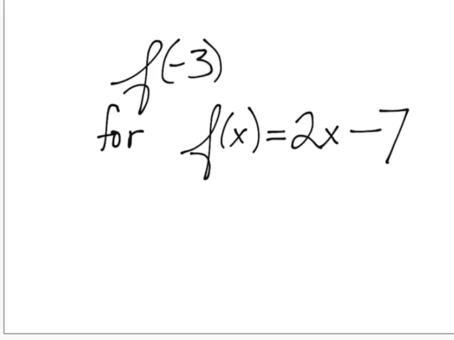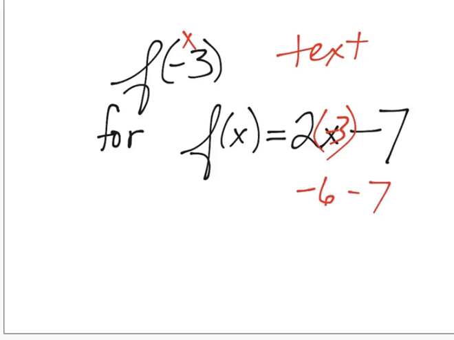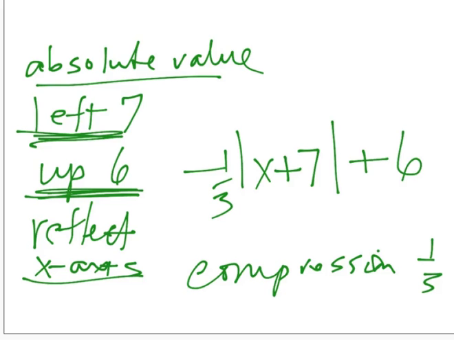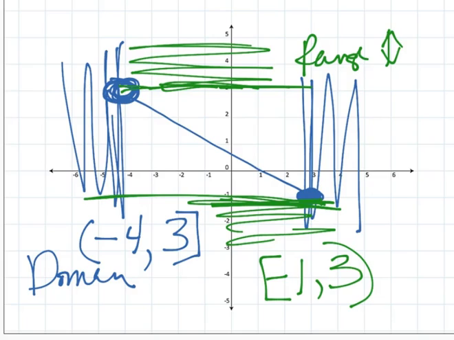Very quickly, this is a text message. It's telling you something. It's telling you take -3 and put it in for x. I take -3 and I put, so now 2 times -3 is -6 minus 7, and that is -13. This is a text message. It tells me what to do. And I think that's about it.